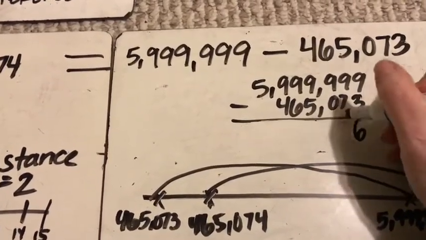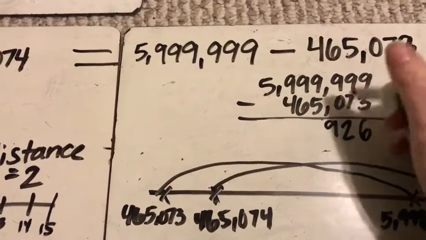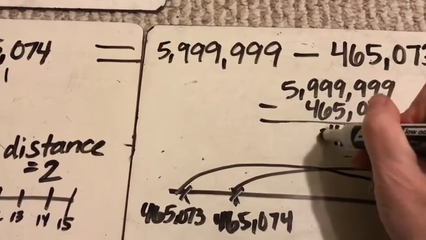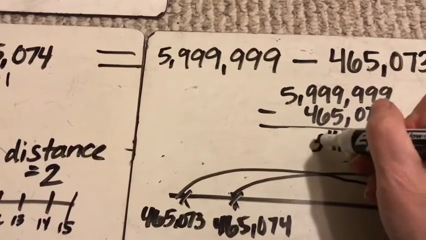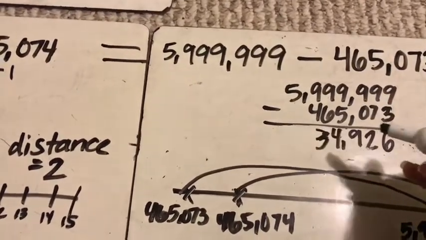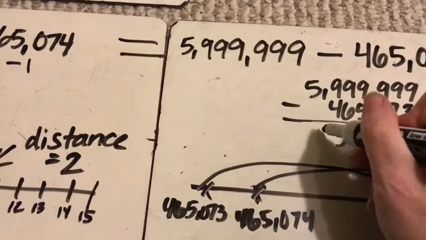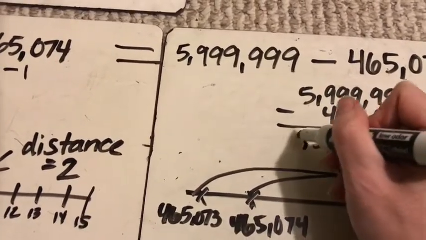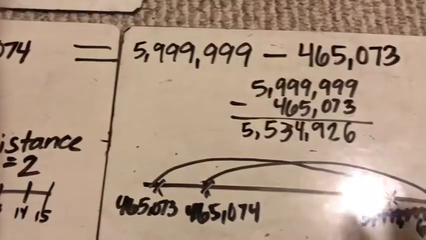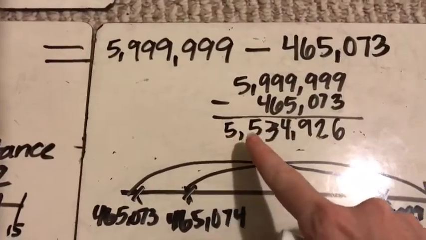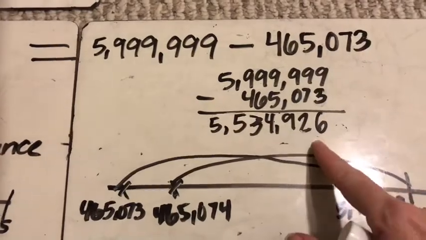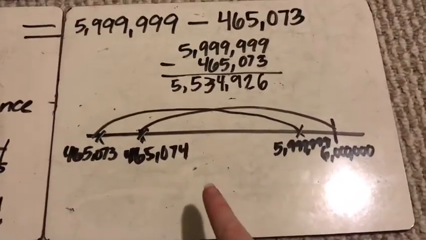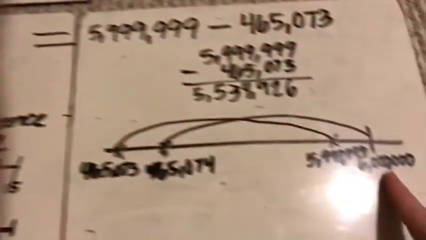6 and 3 is 9, 7, 8, 9, 2, 9. 5 and 4 is 9. 6 and 3 is 9. 4 and 5 is 9. See how I'm using that addition even just to do these little facts that I'm doing within the problem? That would be 5,534,926.